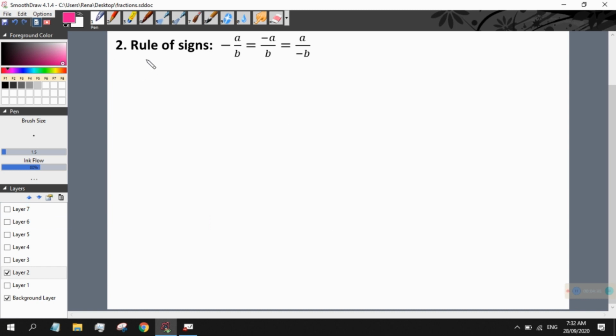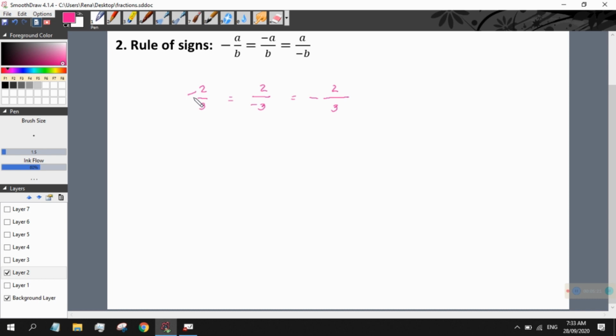Okay, so like I've said earlier, for the rule of signs, this is very easy. If you see one negative sign on either the numerator or denominator, then the whole fraction is negative. For example, we have negative 2 over 3. It is also equal to positive 2 divided by negative 3, or positive 2 over negative 3, which is also equal to negative 2 over 3. So all of these are equivalent.